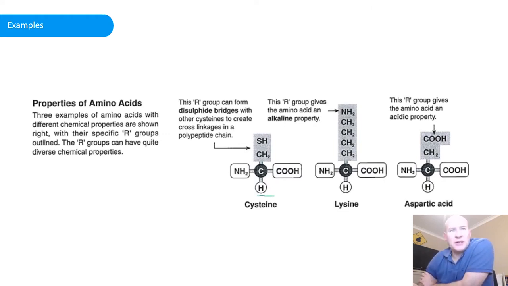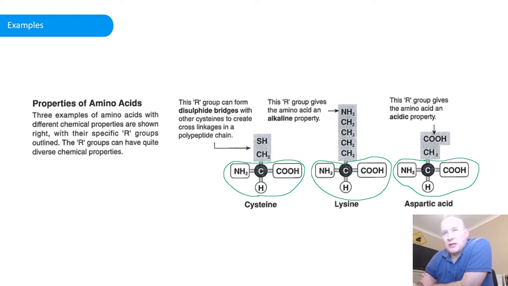Here's cysteine. You can see that the core amino acid structure is the same as lysine, as it is the same as aspartic acid. The carbon atom in the middle, the carboxyl group on the right, the amine group on the left, and the hydrogen atom at the bottom. Now you can see, hopefully, that the only thing that's changed is this R group.